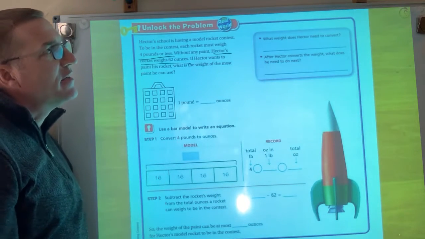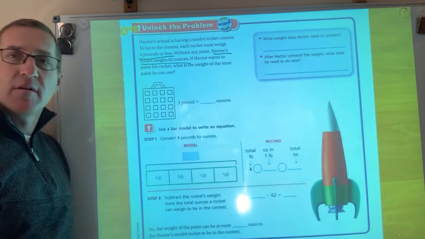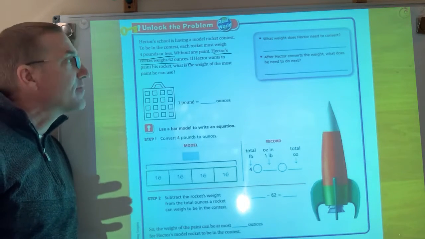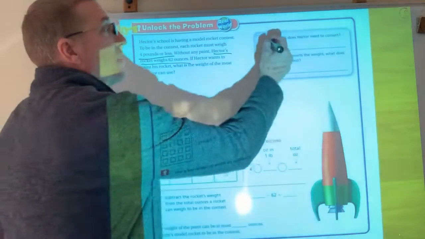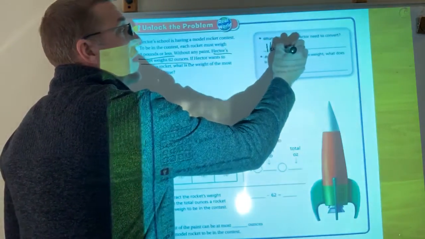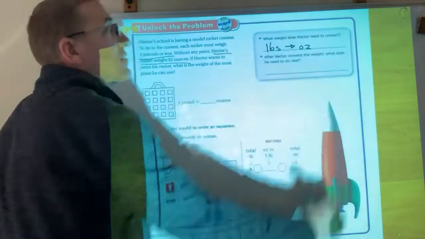So what weight does Hector need to convert? Well, we're going to go pounds to ounces, right? Because multiplying is generally easier. So we're going to go pounds, LBS, to ounces. All right, OZ.